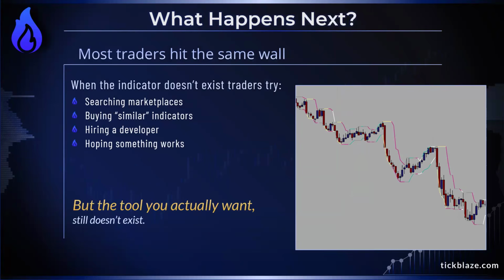Maybe you go to a marketplace, or you scroll through some indicators, or you go to different vendors, and you're trying to find something that looks kind of close. Anybody ever been there before? Maybe you buy something, maybe it works a little, but it's not quite right. It's not exactly what you're looking for.